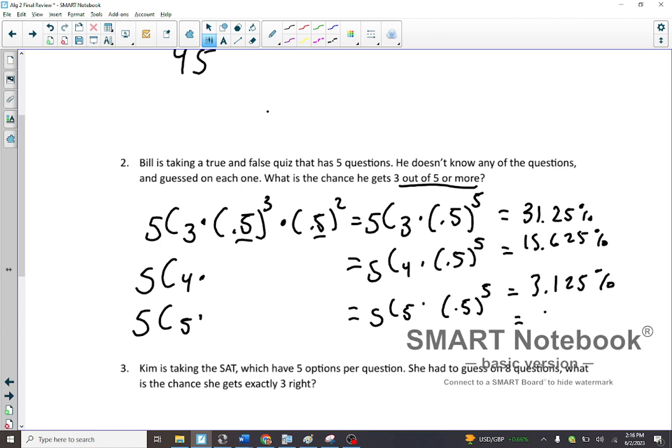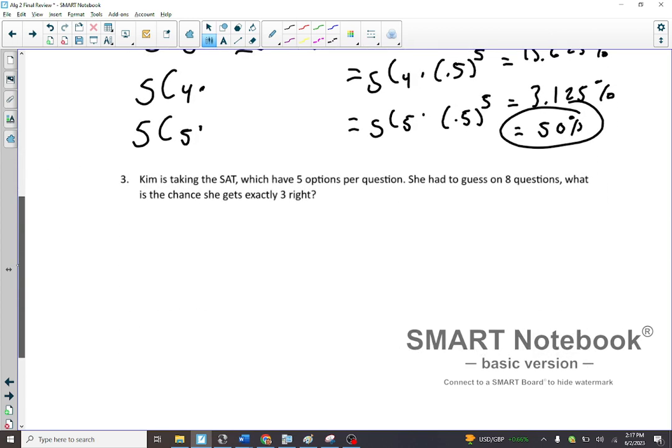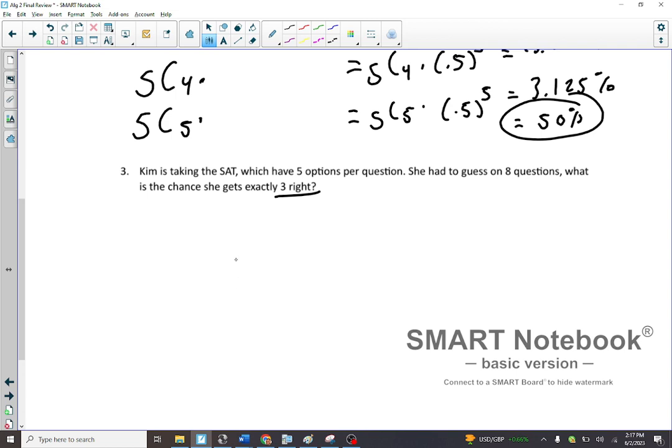If you add this all up, it'll be 50%. Remember, you want to add the sum of all these percentages. Notice this only matters because I mentioned "or more." While this one over here is just exactly 3 right. So out of 8 questions, she wants 3 right.